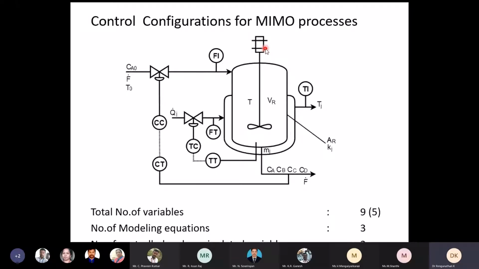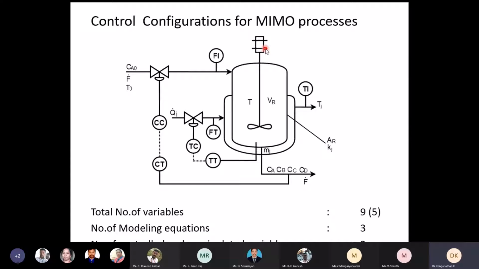Now the most important part we are going to come to is the MIMO process. When we talk about a multi-input multi-output process, it is not going to be a single variable, it is going to be multiple variables. If we talk about any CSTR, we have 9 different variables, 3 different modeling equations, and the controlled and manipulated variables are going to be 2, either temperature, or flow, or concentration. Those are the things we have to first identify.